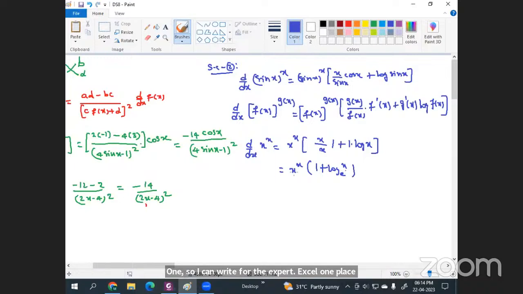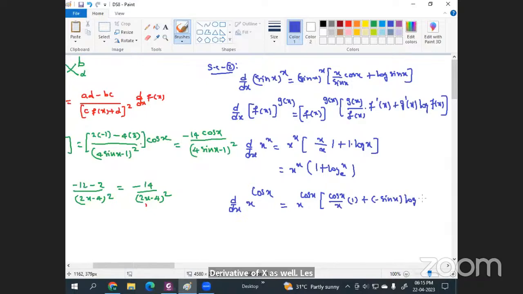Correct? Now you try this question, dy dx of x power cos x. So x power cos x is x power cos x into cos x by x, derivative of x is 1, plus cos x derivative is minus sin x log x. See, one step answer we can write.